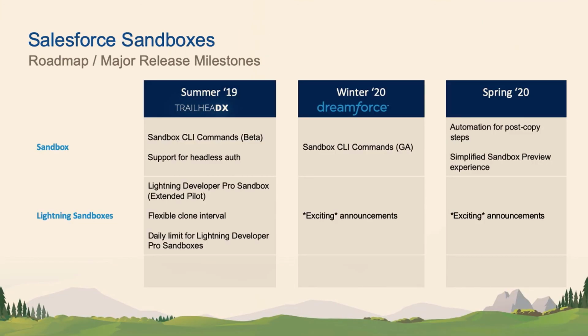So in addition to all the different features and enhancements that we've added in Summer '19, we have a bunch of cool, exciting features that we're working on in the next 2 releases. In Winter '20, we will be working on making the Sandbox CLI commands GA. We'll also be working on improving some of the post-copy experience so that we can automate as many bits as possible for you. Please speak to us after this session so that we can understand where you'd like to see improvements.